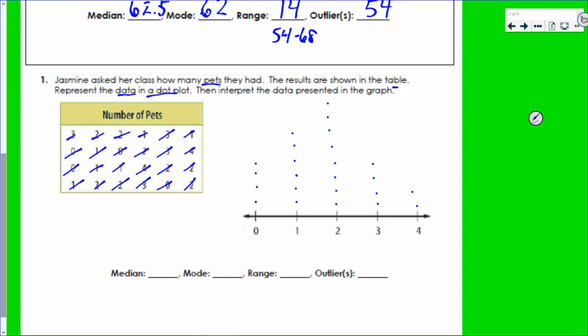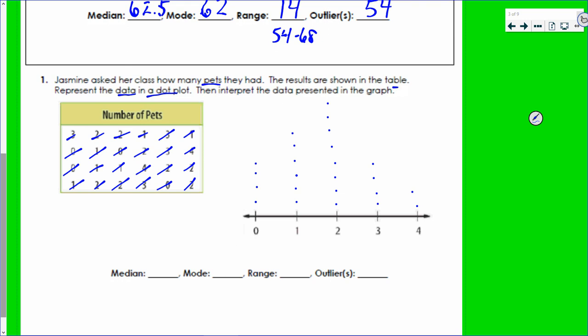What's my next step? What's the next thing I need to do? Make sure I didn't miss any. So it's nice it's in a table. I've got 2, 4, 6, 5, 4. So how many data points is that? 24. So I count my dots. 2, 4, 6, 8, 10, 12, 14, 16, 18, 20, 22, 24. Looks like I got them all.